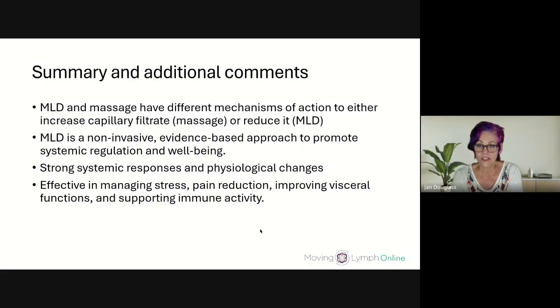We've got physiological changes in the connective tissue, which are really important. I haven't had time to go into those yet. And some of the research that has been done really indicates that MLD is very effective in managing stress and in pain reduction, improving visceral functions like constipation, and also supporting immune activity. That is my presentation.